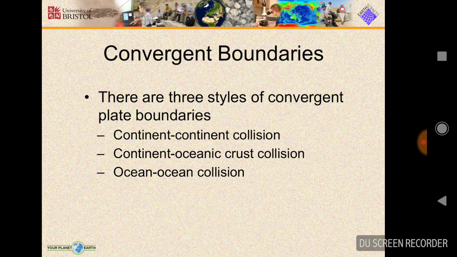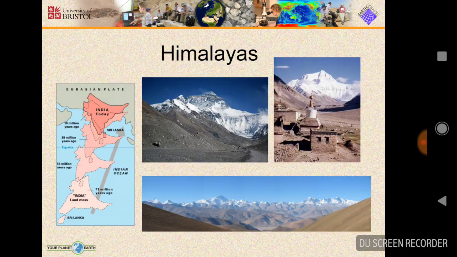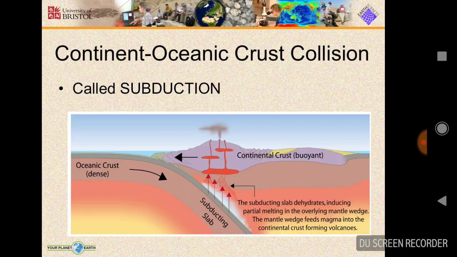Convergent boundaries. There are three styles of convergent plate boundaries: continent-continent collisions, continent-oceanic collisions, oceanic-oceanic collisions. These are very important to remember. They all have different characteristics. Continent-continent collisions form mountain ranges, like the European Alps and Himalayas. Continent-oceanic crust collisions. This is called subduction.